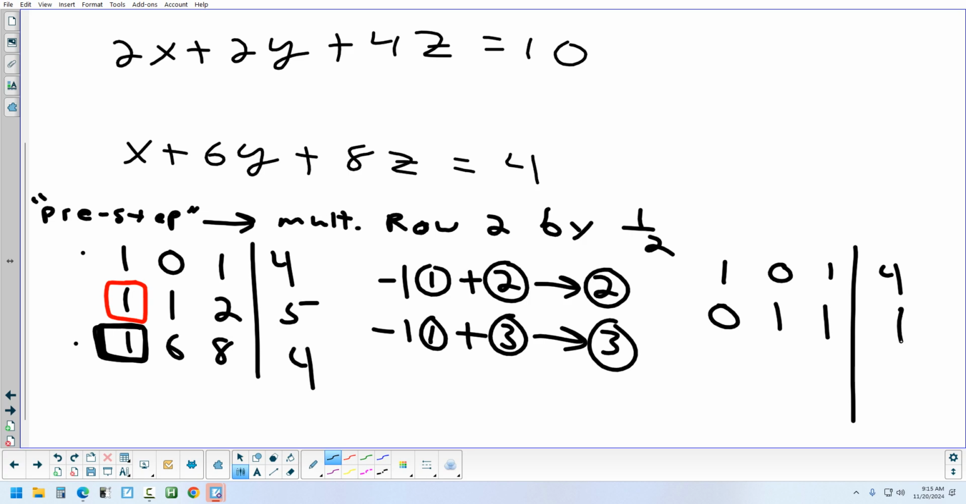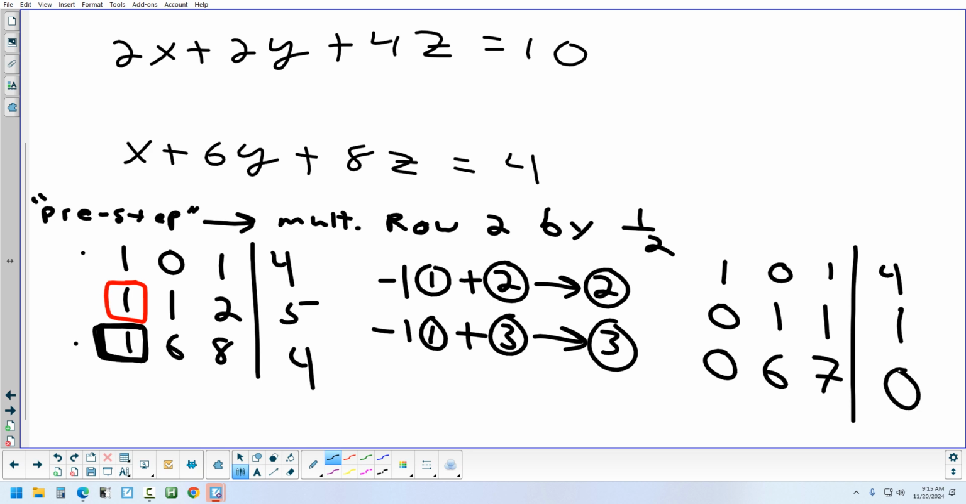Okay. And we're doing the same idea again. Multiply the first row by negative 1 and then add it to row 3. What's 1 times negative 1? Negative 1. Negative 1 plus 1? 0. What's 0 times negative 1? 0 plus 6? 6. What's 1 times negative 1? Negative 1 plus 8? 7. And then 4 times negative 1? Negative 4 plus 4? 0.